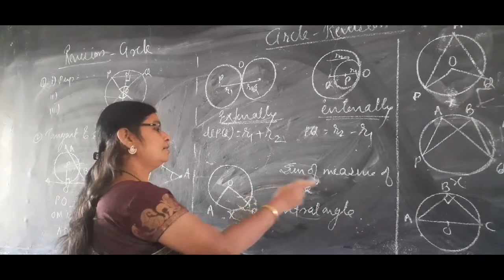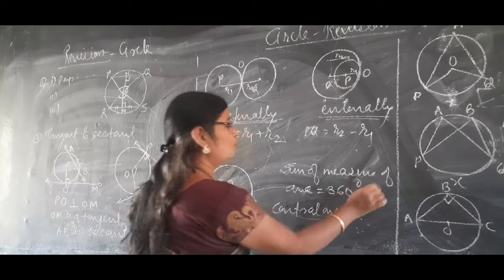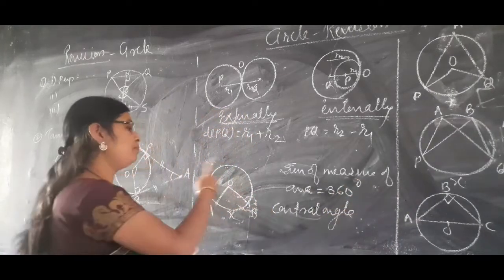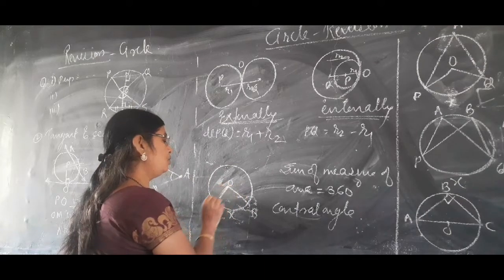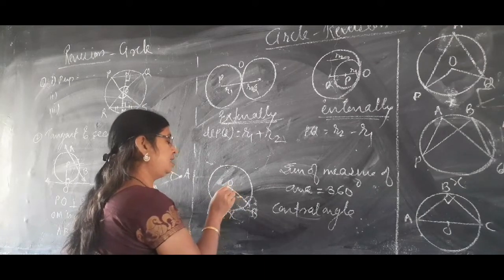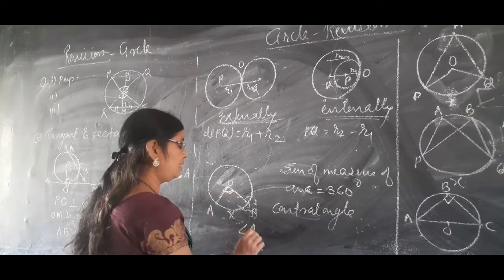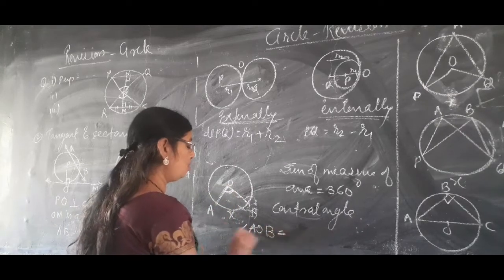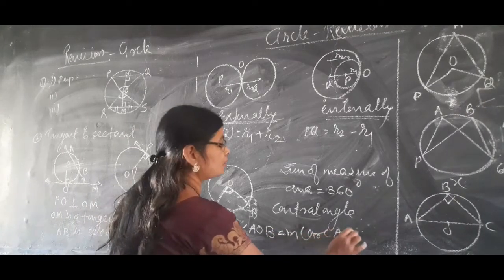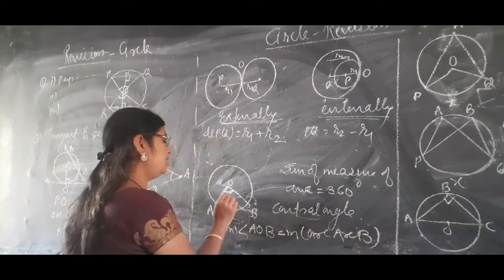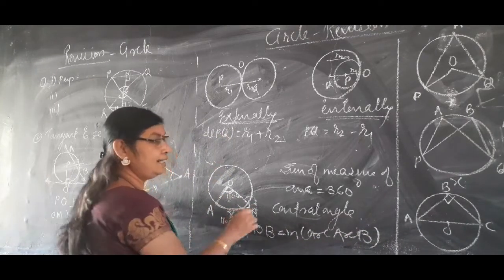Now next is the sum of measures of arcs. The sum of measures of arcs of the circle is how much? 360. Now what is the central angle? These two radii form an angle at the center, it is called a central angle. Now what is the property of central angle? The measure of the central angle is equal to the measure of the corresponding arc. Means if it is 110, the measure of the arc is also 110.